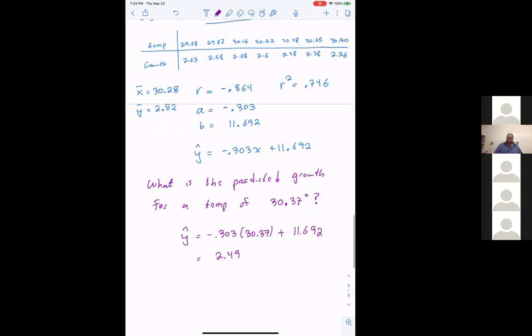Okay, so follow-up question. What is the predicted growth for a temperature of 35 degrees?